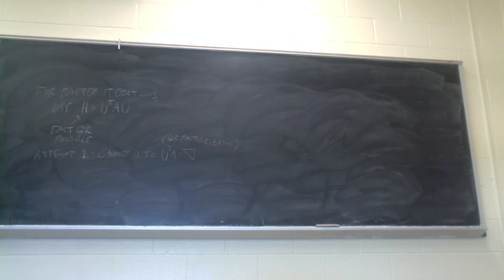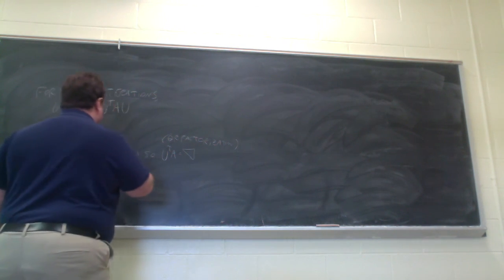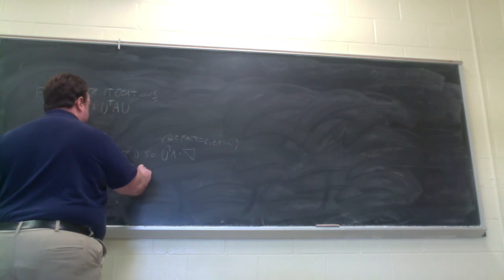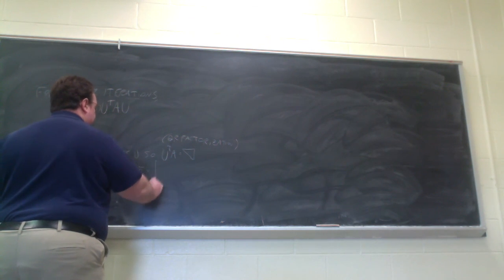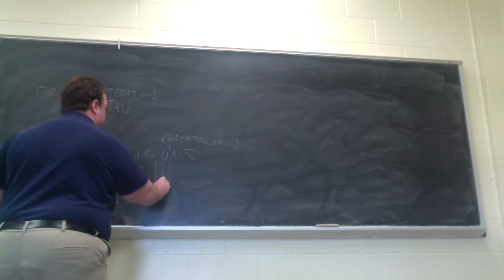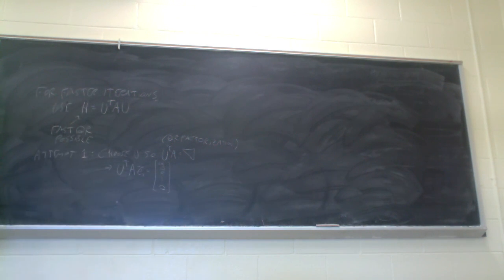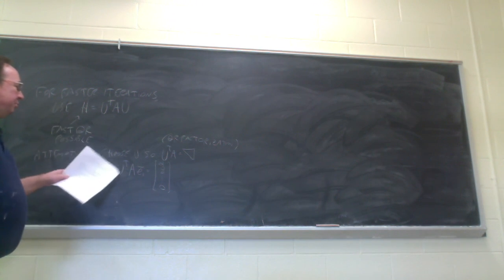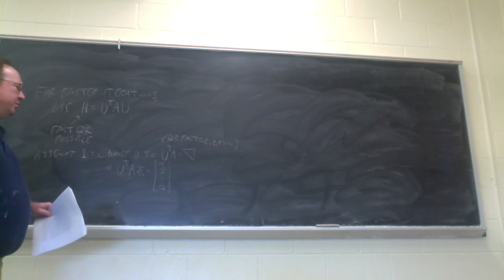Okay. But here's the problem. That would mean that U transpose A, first column, has this form. There's some entry up here, and then everything else is 0. But to preserve the eigenvalues, we now have to multiply this matrix on the right by U.